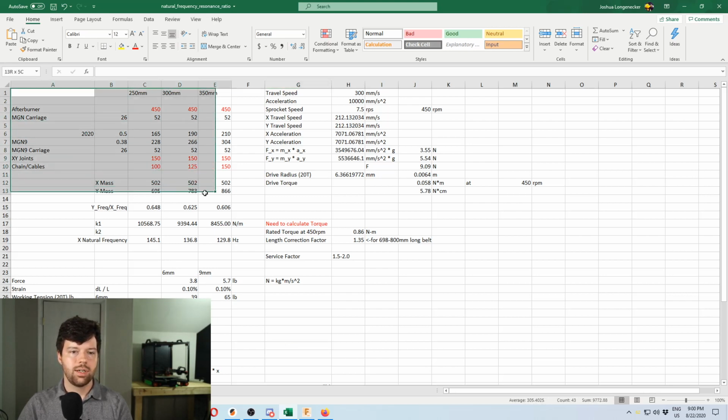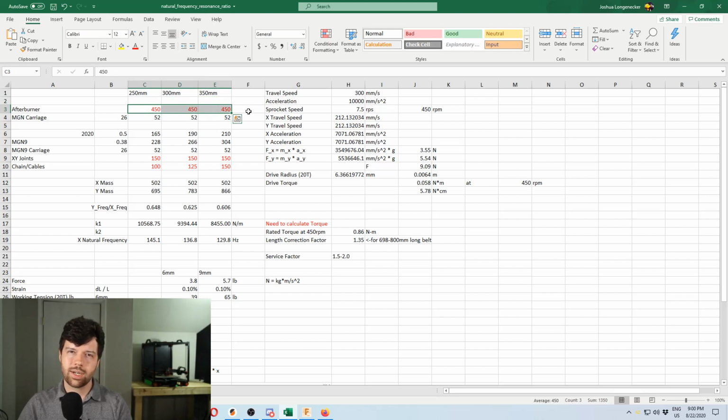First of all, we're going to look at three different printer sizes because I was curious if you could see the difference. So we have 250, 300, and 350 stock designs for the Voron. I assumed the Afterburner was around 450 grams, including all of the fans, hot end, screws, hardware, etc. I'm not exactly sure on that number, but it's approximately correct. And then attached to the Afterburner tool head, we do have two MGN9 carriages. Each one is 26 grams. I found that from a data sheet. So essentially this 502 grams is going to be the same in each of the different printer sizes.